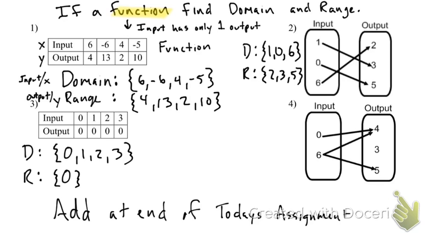Now we go to number 4. Is this guy a function? So we look at the inputs. 0 has only one partner. 6 actually has 2 partners. 6 cannot be in 2 different spots at one time. So therefore, this is not a function. So we are not going to put the domain and range here. Okay, so this is what I want you to add at the end of your Tuesday's assignment.